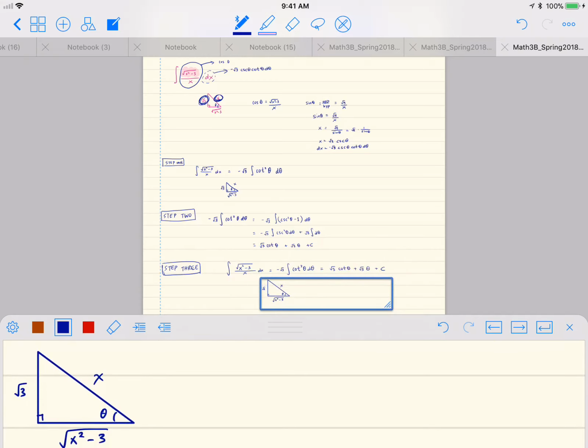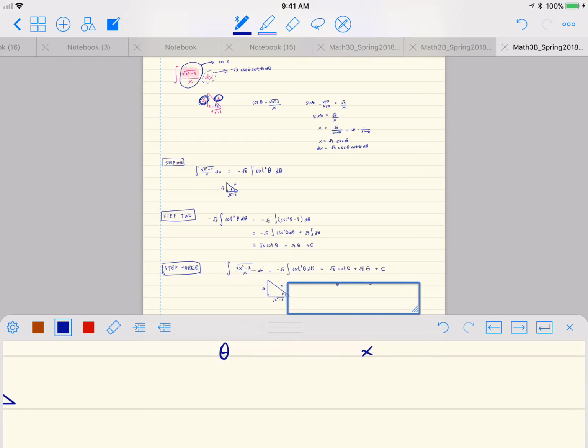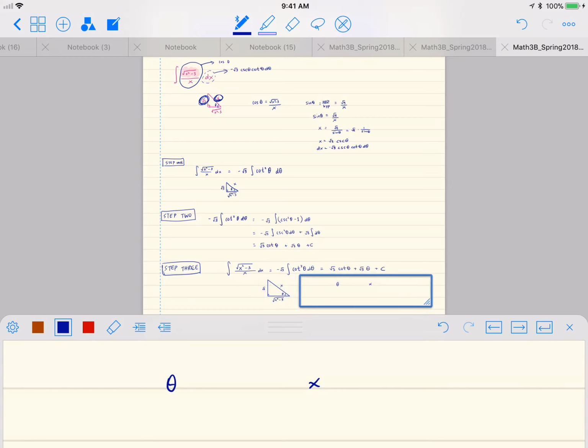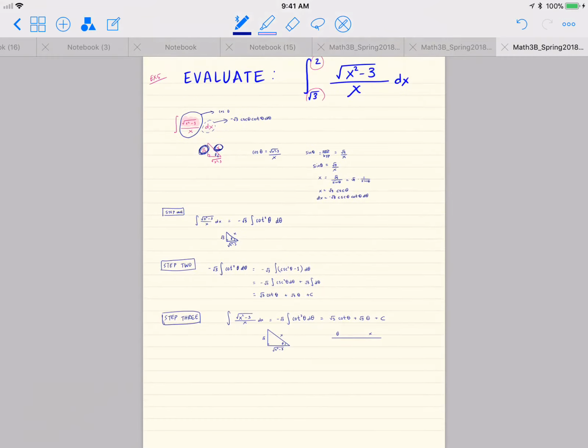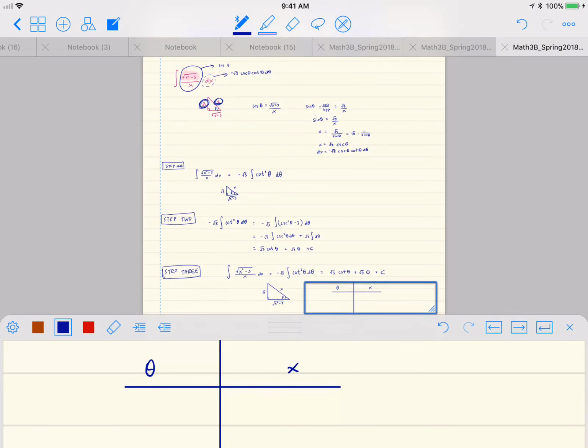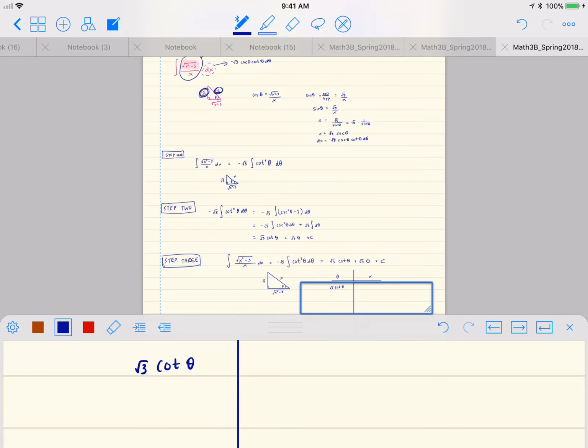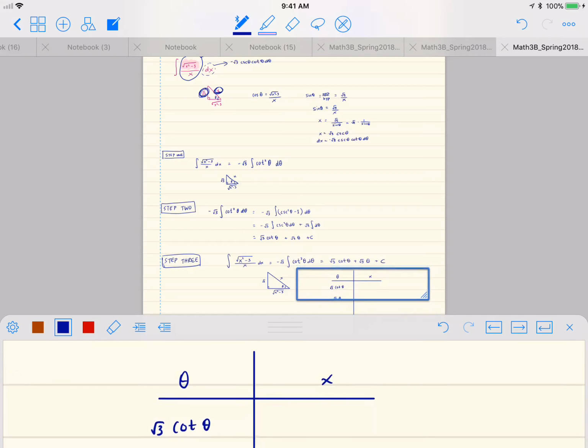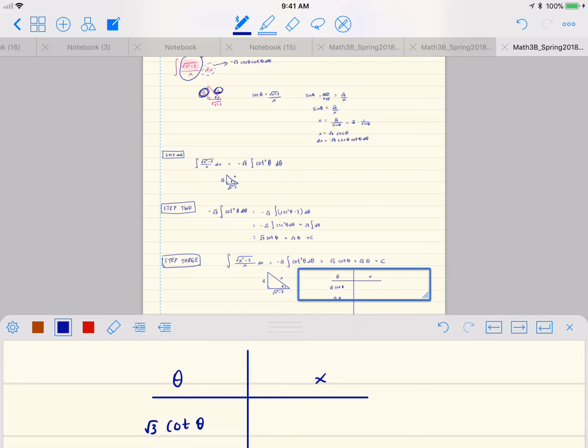So I've got stuff in terms of theta and d theta, and I need to convert it. I've got an answer in terms of theta, and I need to convert it into an answer in terms of x. And so the parts that I have are cotangent of theta times root 3, and I have root 3 theta. So the question is, what is cotangent of theta in terms of x?